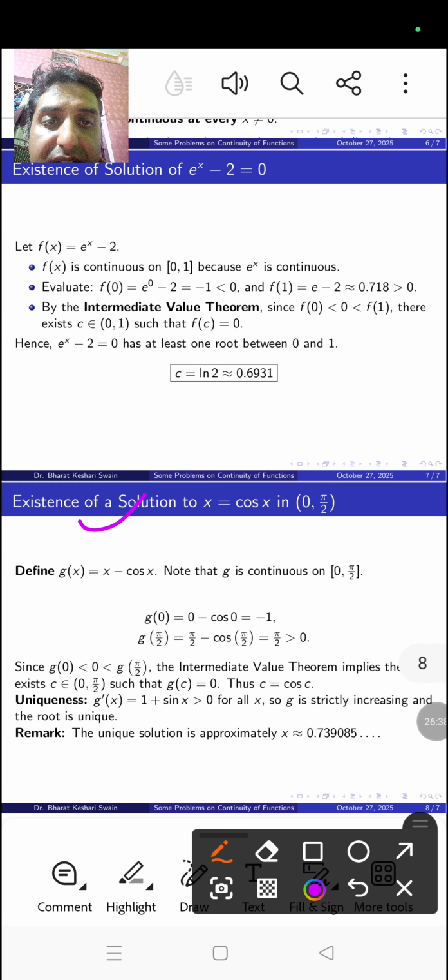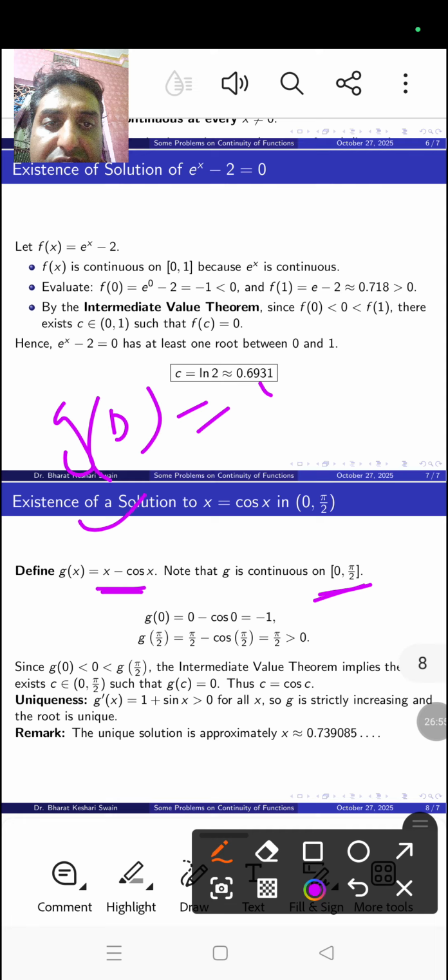Now the interval is 0 to pi by 2. On this interval we have to check x equal to cos x. So that's why we take the value g of 0. Since g(x) is x minus cos x, g of 0 will be 0 minus cos 0. Just put 0 in place of x. So that is minus cos 0, which is minus 1. So this is minus 1.